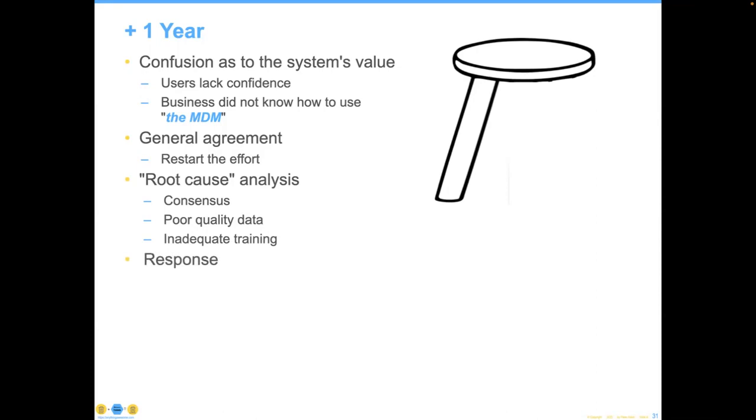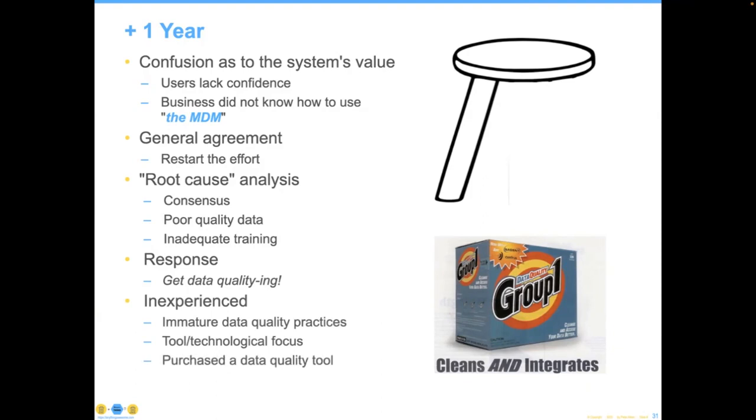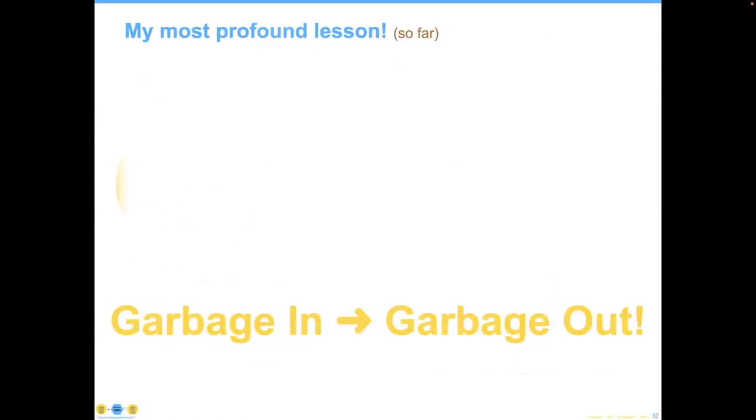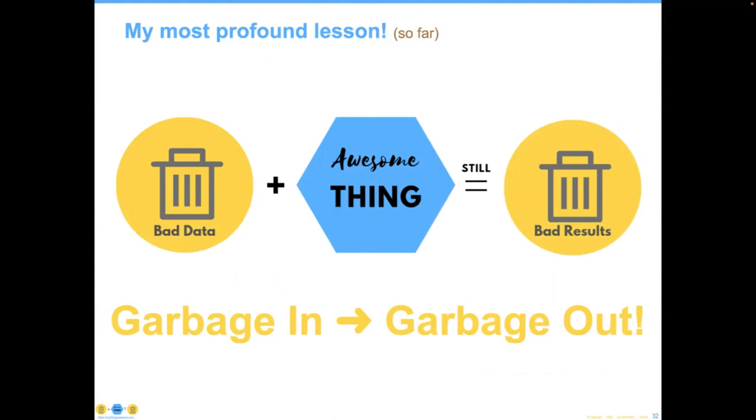Again, also there was some inadequate training around the MDM components in this little scenario that I'm describing to you. So the response was to get some data quality technology, again, buying something instead of actually looking at the processes. Now we're adding some immature but maturing data practices. We're giving them a tool focus and have this tool. So now I've got 1.5 legs on my stool, but still not nearly enough in order to know what we're doing, because of course we all understand the phrase garbage in, garbage out. And that phrase means that we've got to make sure that we've had both the data and the awesome thing. So in this case, the awesome thing is going to be our master data management solution, plus some good data will give us some good results in order to do that.